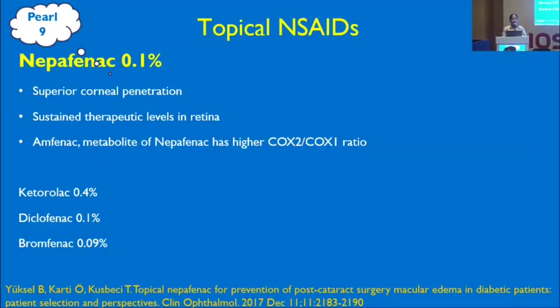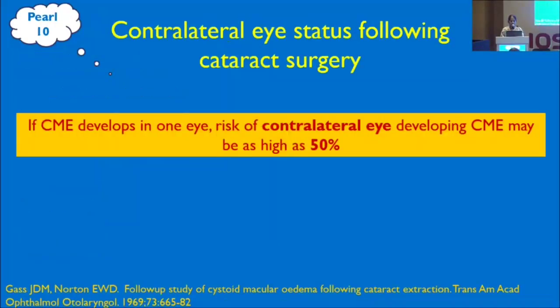Why so? Because it has a superior corneal penetration. The therapeutic levels in the retina are sustained, and amfenac, which is the metabolite of nepafenac, has higher COX-2 inhibition. So the COX-2 to COX-1 ratio is higher for nepafenac. The other one, if you want to try, the second preferred one, is bromfenac.